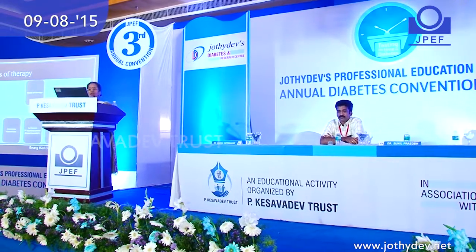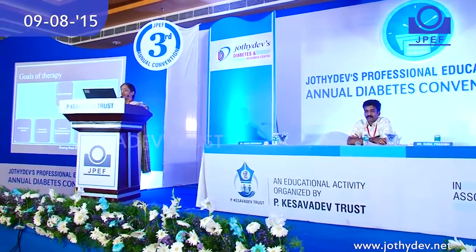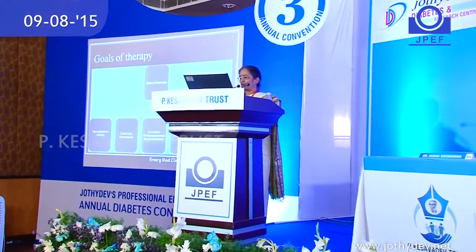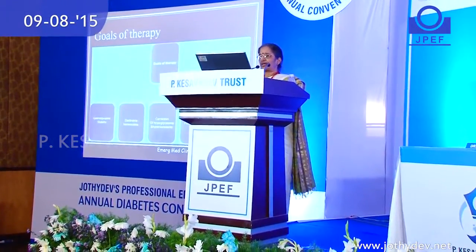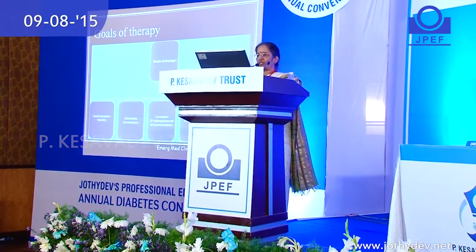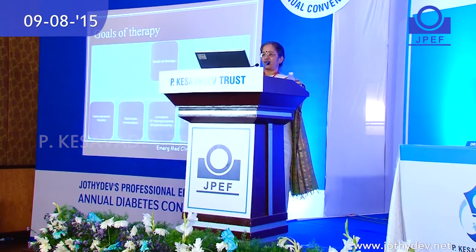Now, the goals of treatment are five. The first one is hemodynamic stability. The second one is electrolyte homeostasis. The third one is the correction of hyperglycemia and hyperosmolality. The fourth one is to find out the precipitating cause, and last is to avoid complications.